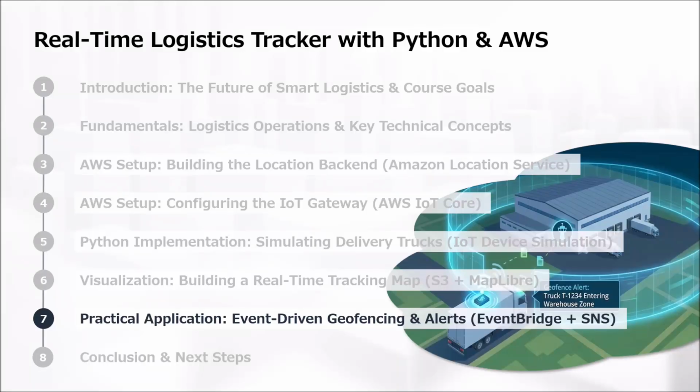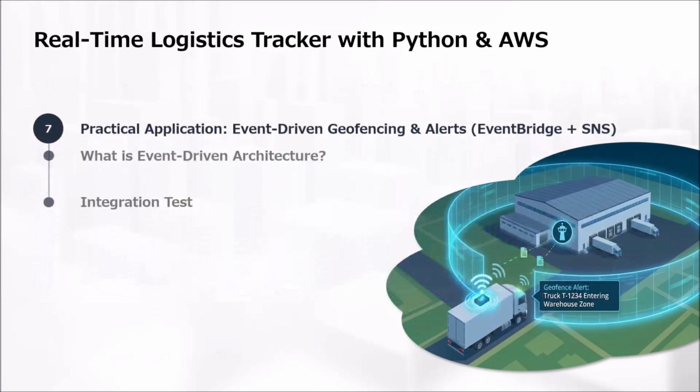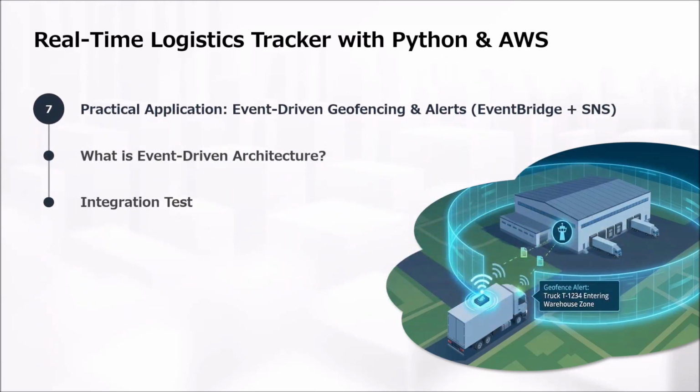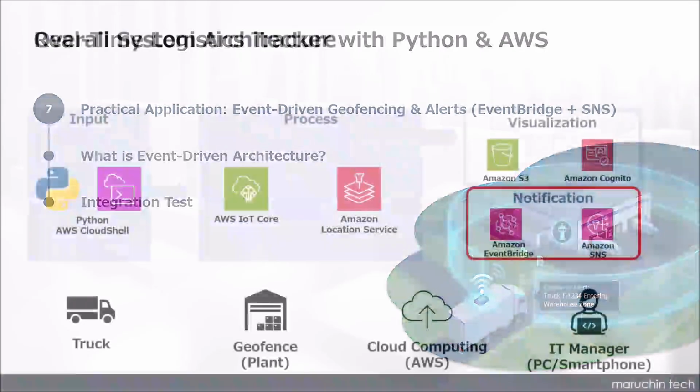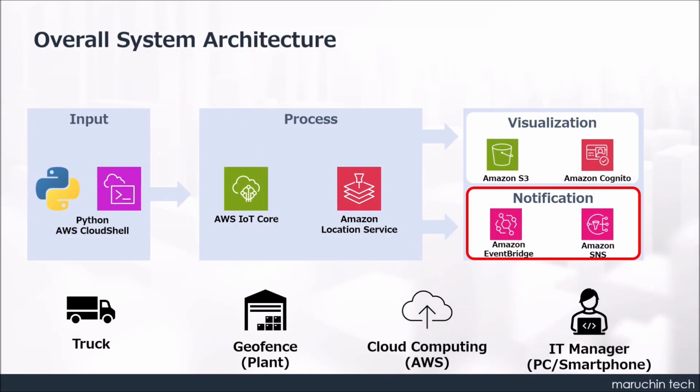Next, we move to section 7. In this section, we'll introduce our final goal, the automated notification feature. First, I will introduce the concept of event-driven architecture and the related services. Then, we will integrate all the components we've built so far to run the final system test. In this section, we focus on the notification logic. We will use two specific services, Amazon EventBridge and Amazon SNS.